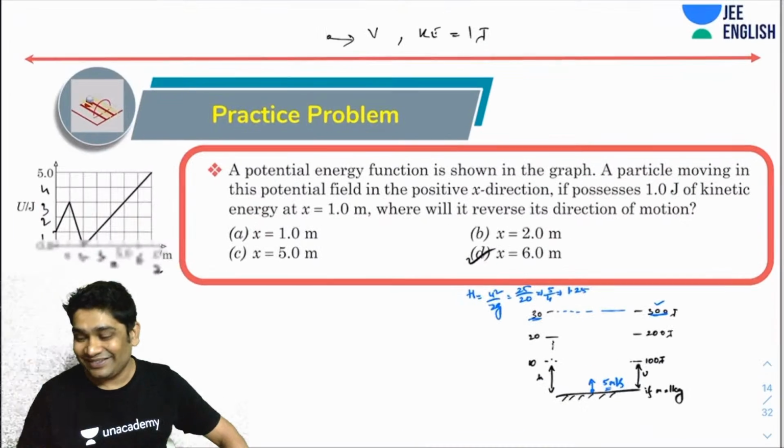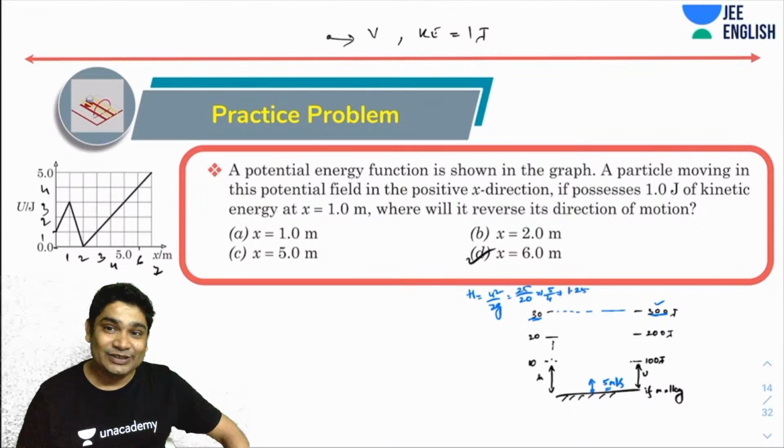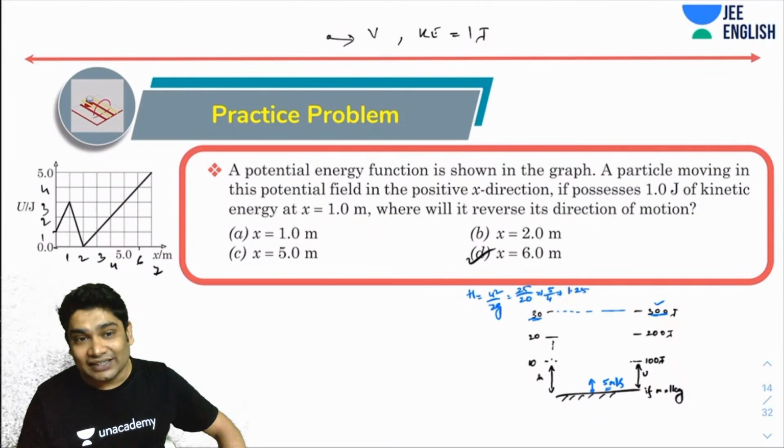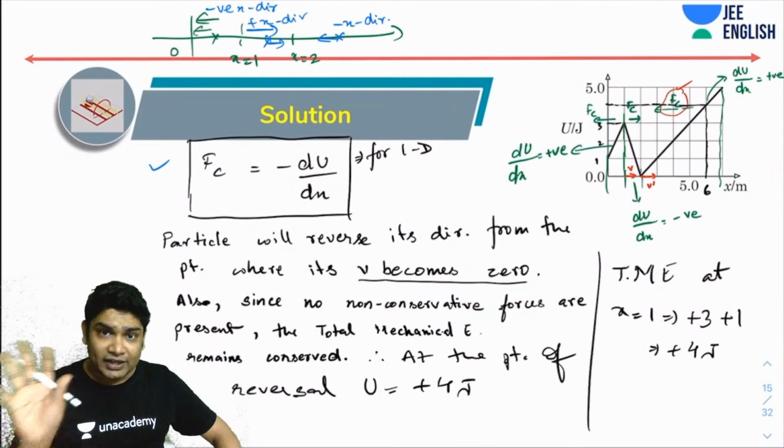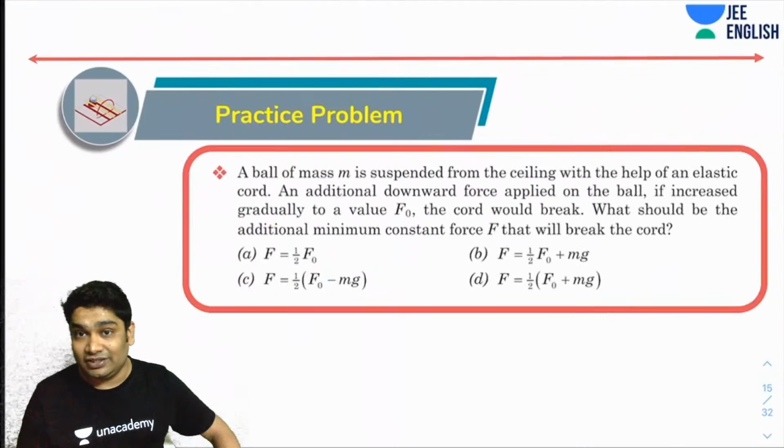Okay. That is what is happening in the graph. That has got nothing to do with whether the body can reach there or not. If this body reaches there, then it can have that much energy.